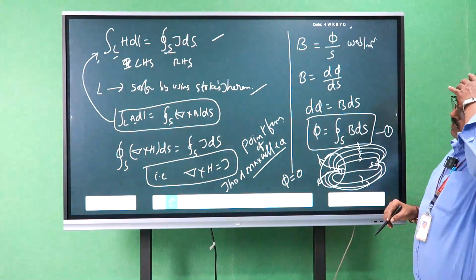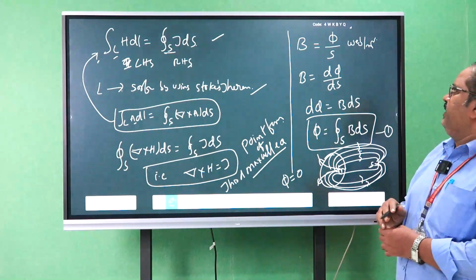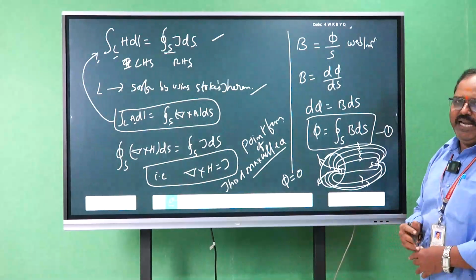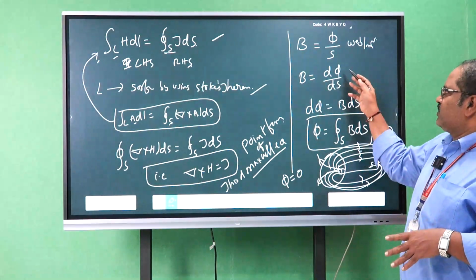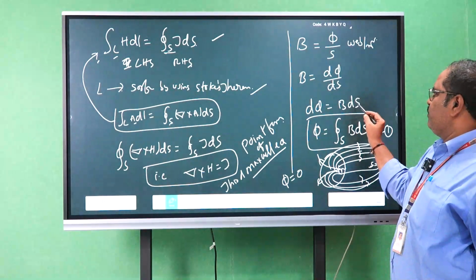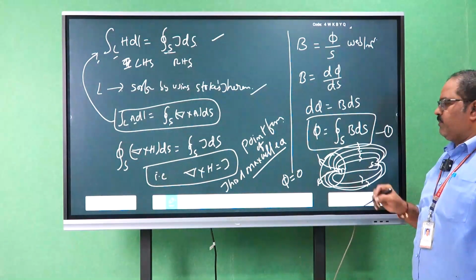Therefore, you know that Maxwell magnetic flux density B is equal to psi by S, Weber per meter square. B is equal to d psi by dS. We simply have to differentiate flux by differential surface area. Therefore, d psi is equal to B into dS. Psi is equal to the surface integral of B dS.